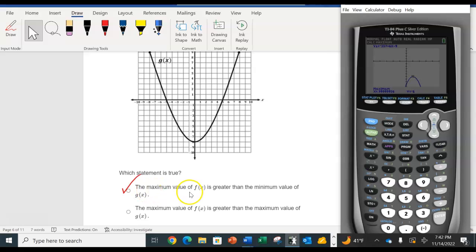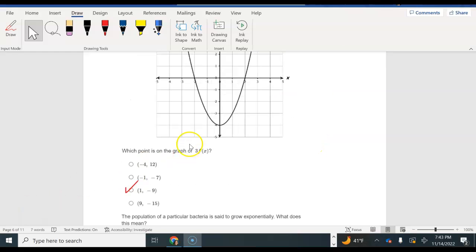So the maximum value of f of x, negative 6, is greater than the minimum value of g of x. The minimum value here is negative 8. Negative 6 is greater than negative 8. So that first one is true. And if you go through here, you'll see the other ones are not true, but just to save time, what you have to do is graph that and then compare the two functions.